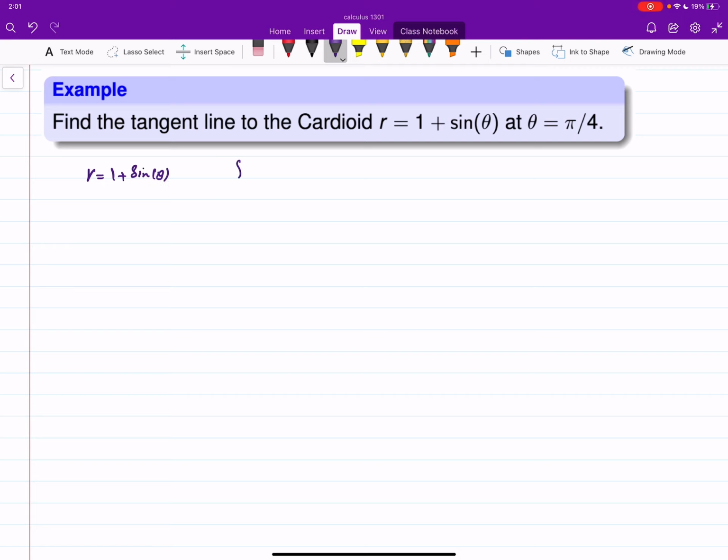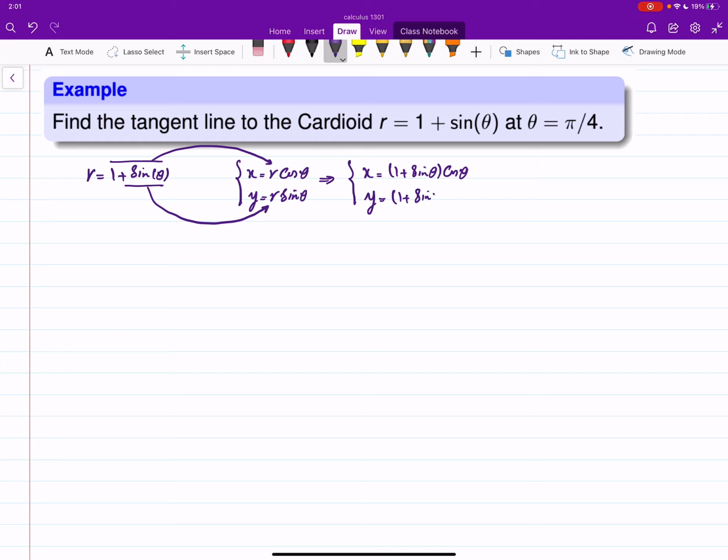And I use that to express my polar curve as a parametric curve. In other words, r is given in terms of theta, so I will plug that into the formula for x and y in terms of r and theta. So this will be x equals 1 plus sine theta times cosine theta. y is going to be 1 plus sine theta times sine theta. This is the parametric equation.